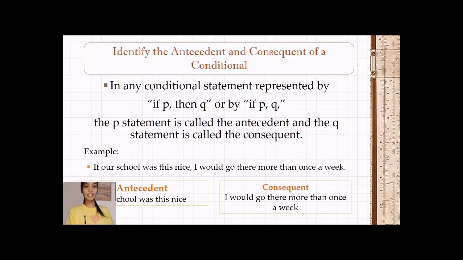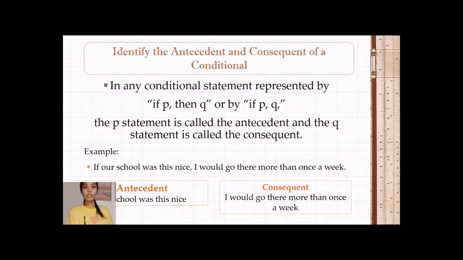Now, let's identify the antecedent and consequent of a conditional. Any conditional statement is written as if P, then Q. The P statement is called the antecedent, and the Q statement is called the consequent.